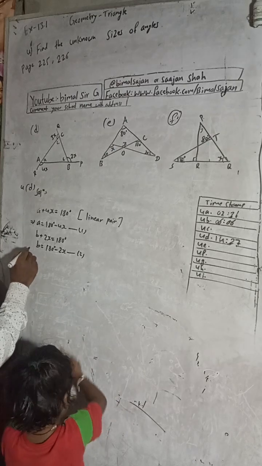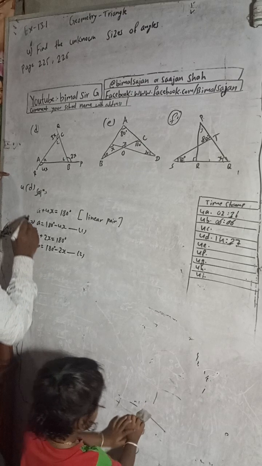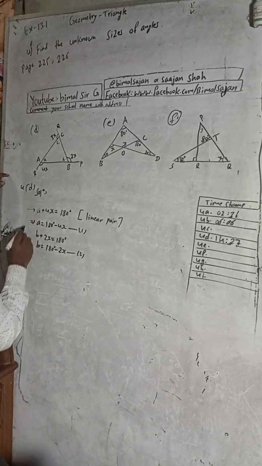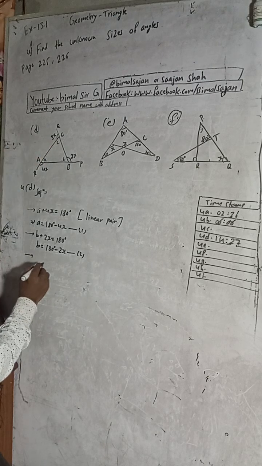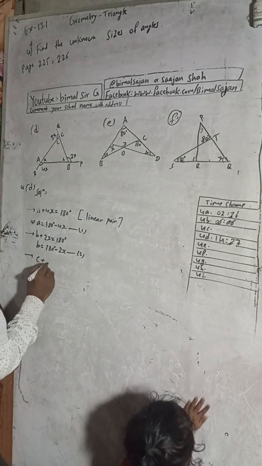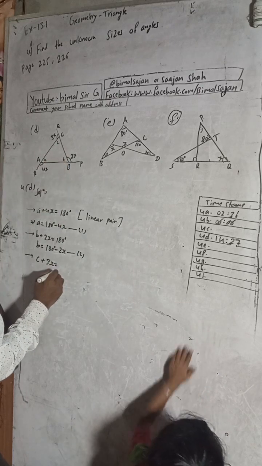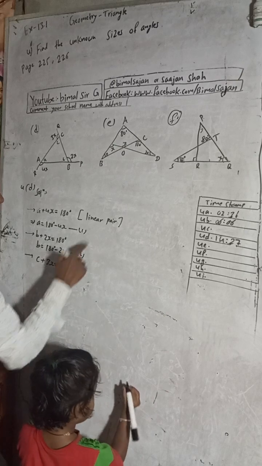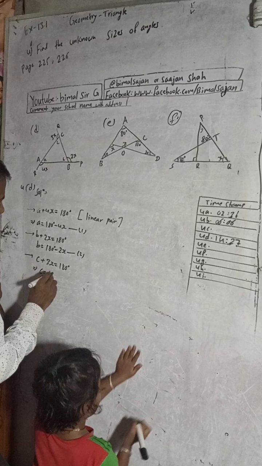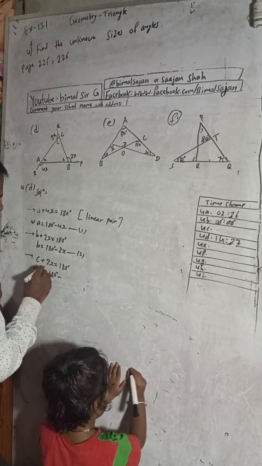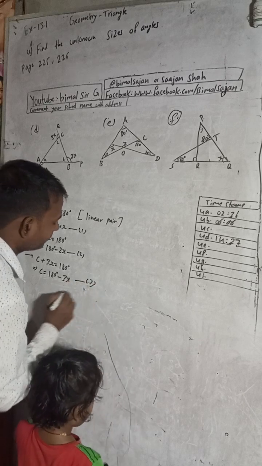In the same way, this third one: C plus 3x will be 180 degrees, same reason, linear pair. When we solve this, we will get C is equal to 180 degrees minus 3x. And this is our equation 3.